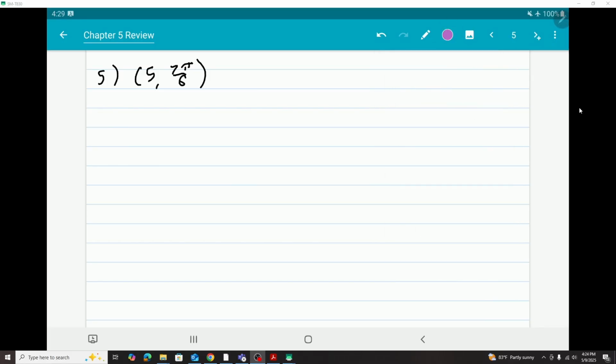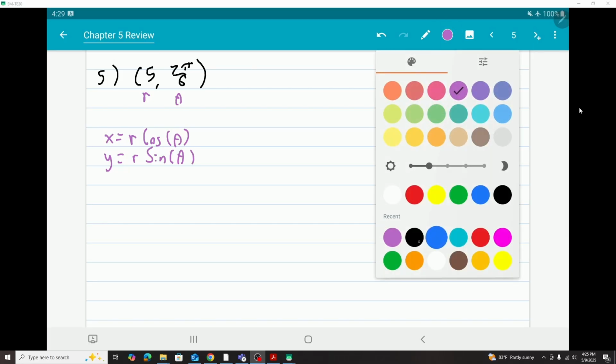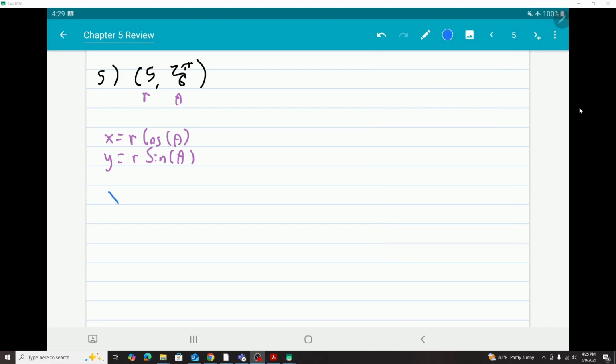We need, if 5 is r and 7 pi over 6 is theta, then we just need the formulas x equals r cosine theta, y equals r sine of theta. Okay. And so how do we do that? Well, now we just plug in. So I say x is equal to 5 times cosine 7 pi over 6.